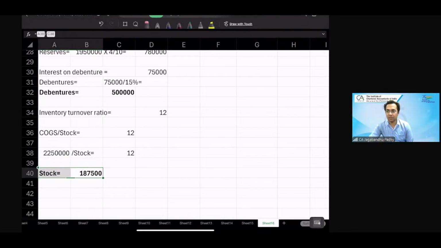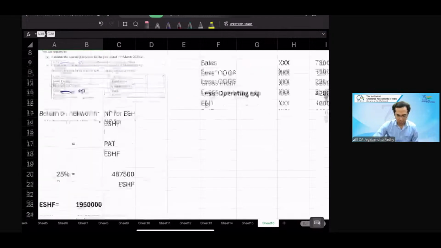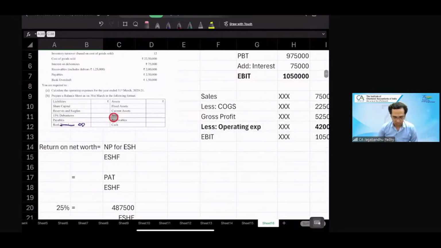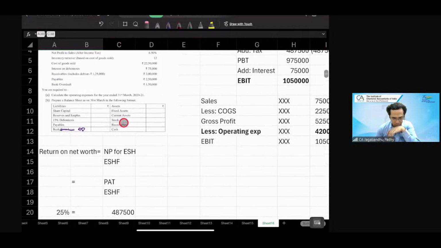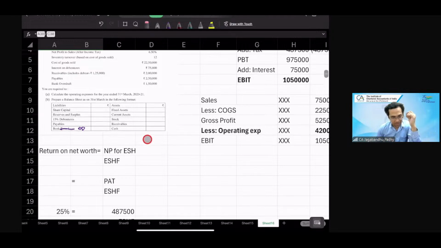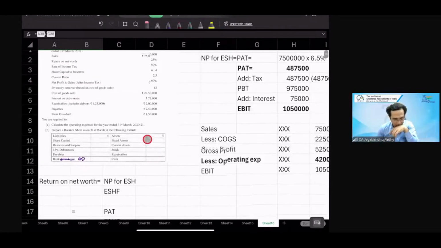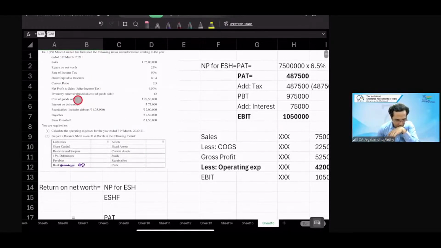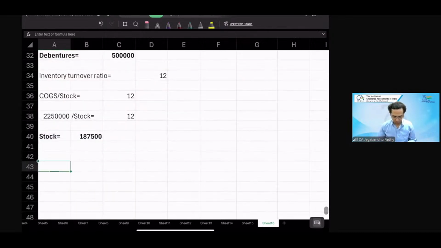1,87,500. Correct? So stock is done. Then the receivables portion is already given to us. Cash is something we'll get as a balancing figure, and for that we'll have to take help of the current ratio.